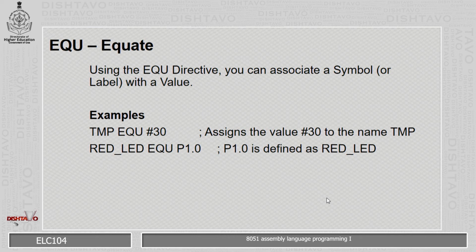Next comes EQU directive. So with the EQU directive, one can associate a symbol or a label with a value. For example, throughout my program, if I want TMP to be known as having the value #30, then TMP will be replaced by the value 30. Similarly, P1.0 will be known as red_light throughout my program.